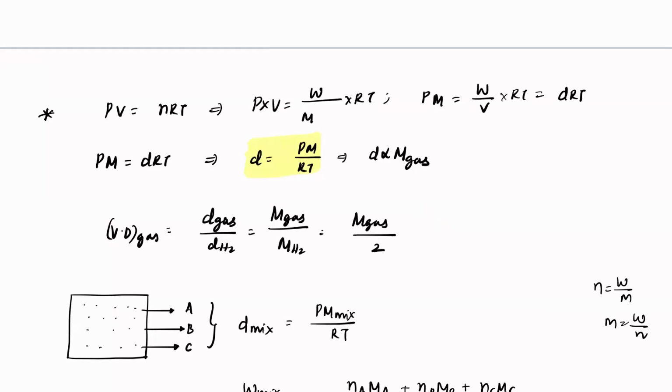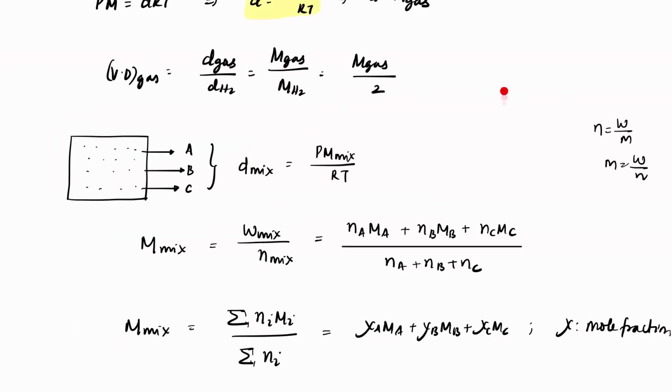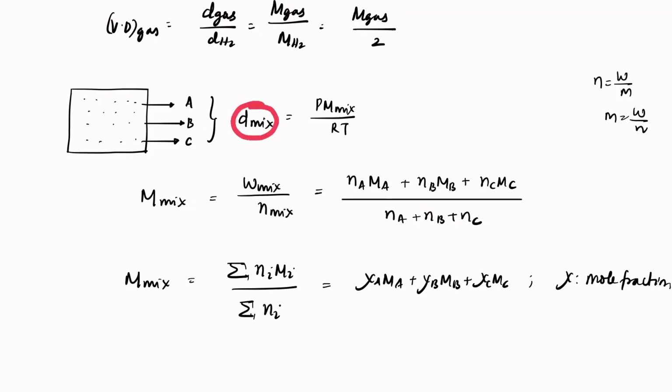What if I have to find out the density of a mixture? The density of a gas mixture. Let's say there are gases A, B, C, and I need to find out the density of the mixture of these gases. Then what can I write? I can write it as pressure into the molar mass of the mixture of the gases divided by R into T.